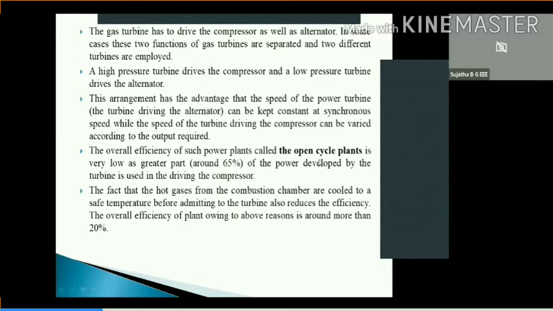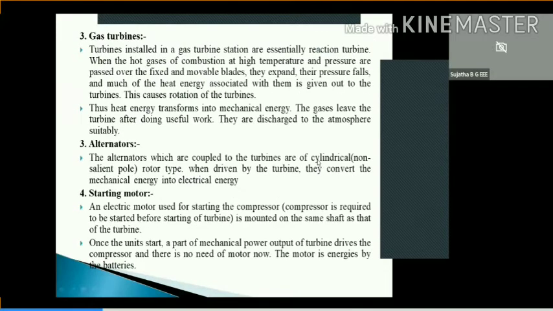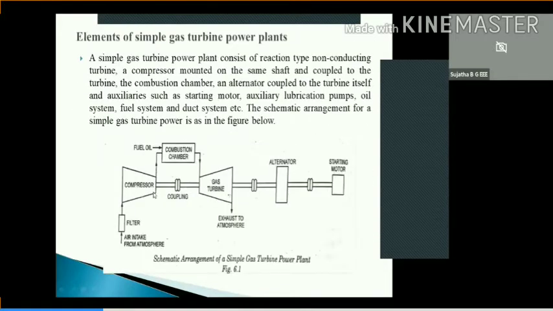Why do we call it an open cycle plant? If you look at the diagram, any system will have so many components. Here, our system is the gas turbine power plant. We have these components: compressor, combustion chamber, gas turbine, alternator, and starting motor. It is called an open cycle system.